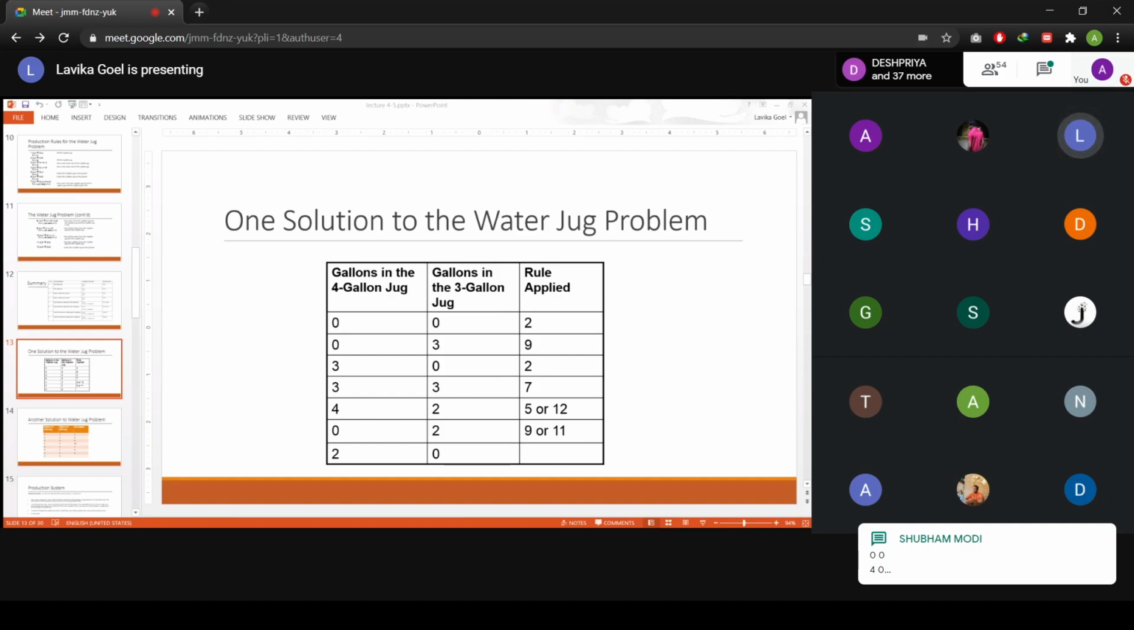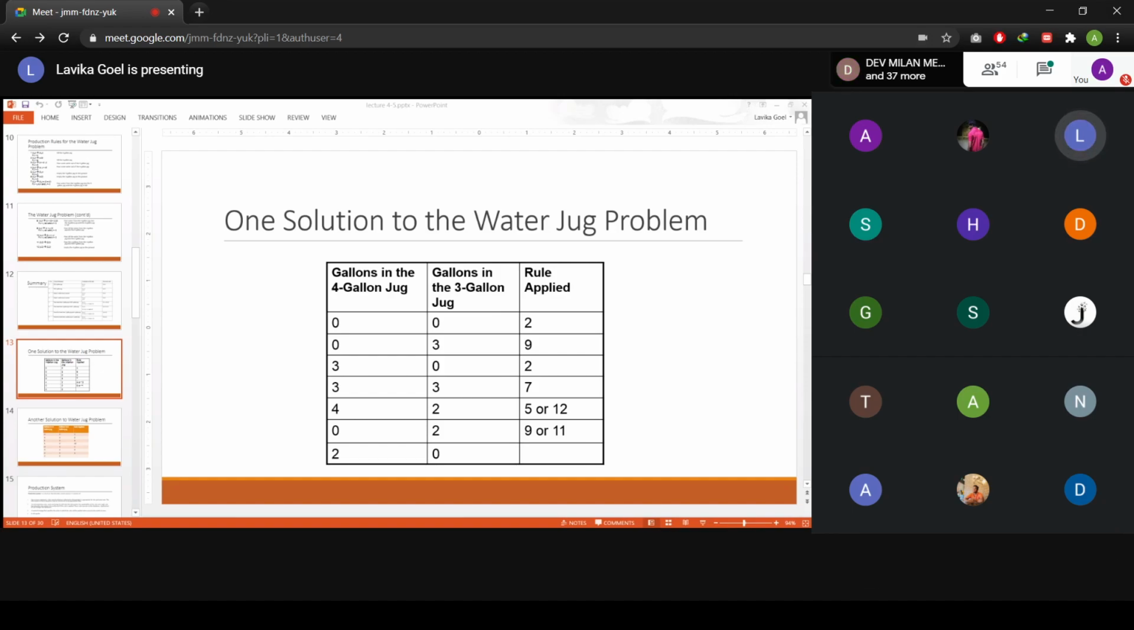Okay, Shubham has given an answer. Let's see. So Shubham is trying to fill the 4-gallon jug first. In this solution, we are trying to fill the 3-gallon jug, but the other solution could be that you start by filling the 4-gallon jug, right? So if you start by filling the 4-gallon jug, your initial state is 0, 0. From that, you will get 4, 0. And then you transfer the water from 4 to 3. So you get only 1 gallon remaining in the 4-gallon jug, and 3 gallons in the 3-gallon jug. So you get the state 1, 3.